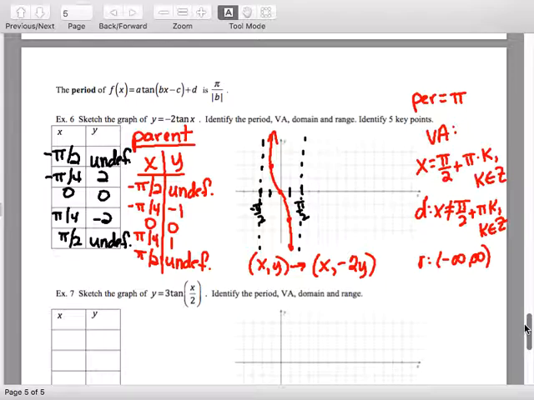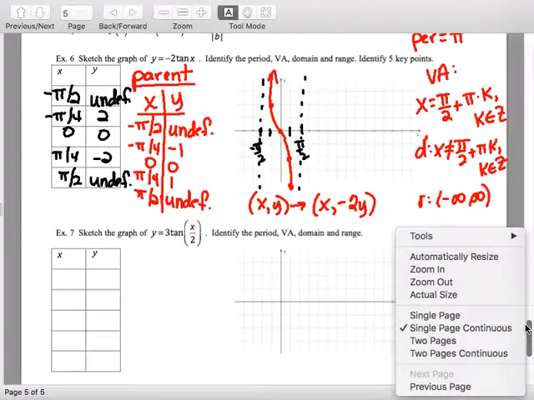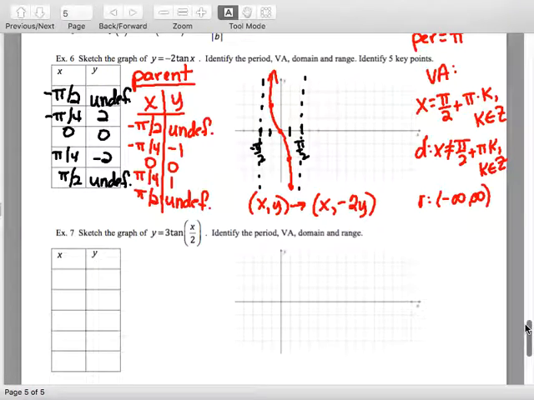All right, let's try example 7. It says sketch the graph of y equals 3 times the tangent of x over 2. So if you want to just look at the parent function, that's fine. I'm not going to bother writing it. So what we're going to do is the mapping notation.